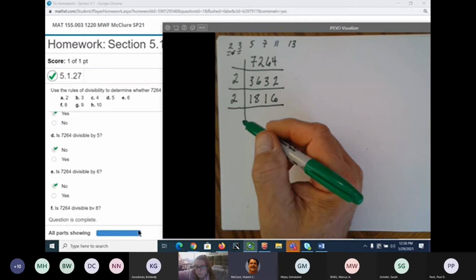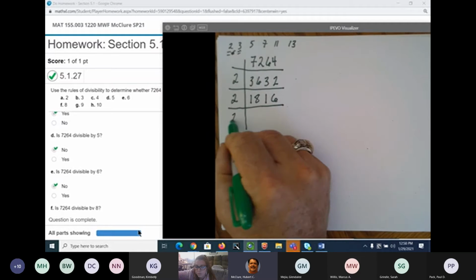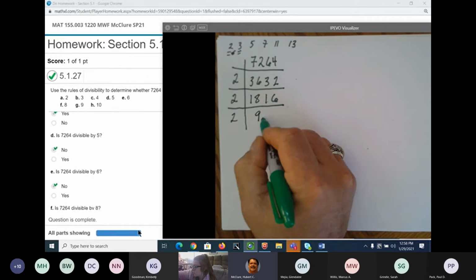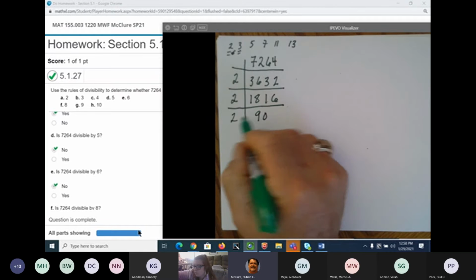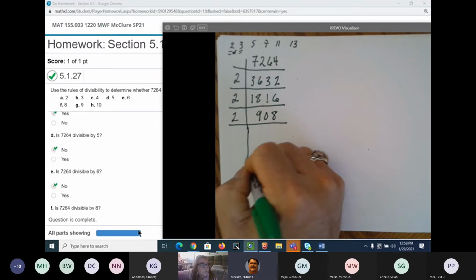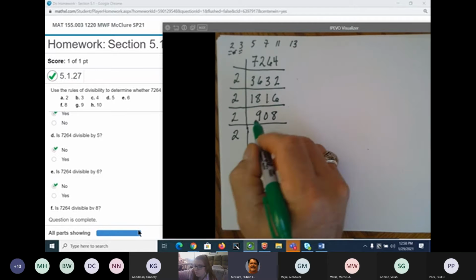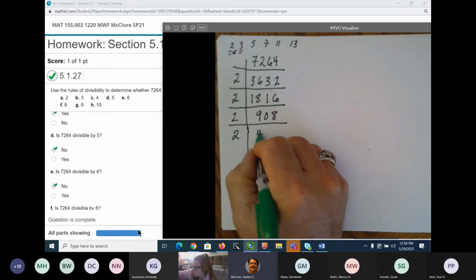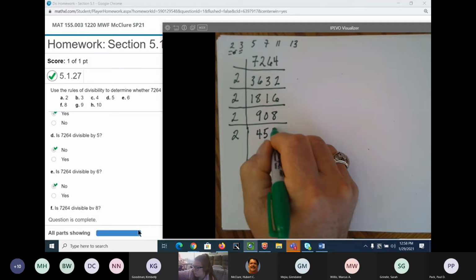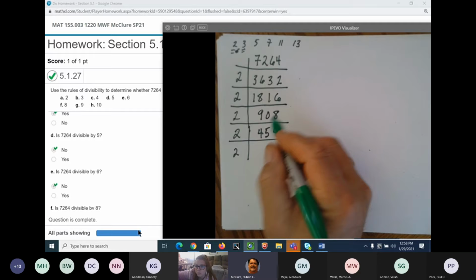I'm stating the fact. 2 will go into 18 9 times. 2 will not go into 1, so that's 0. 2 will go into 16 8 times. 2 will go into 9 4 times. That'll leave a 1, that's 10. And 2 will go into 8 4 times. 2 will go into 4 2 times. 2 will go in there 2 times, leave a 1. That'll be a 7. Now, why am I stopping?